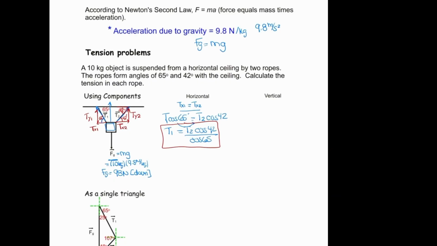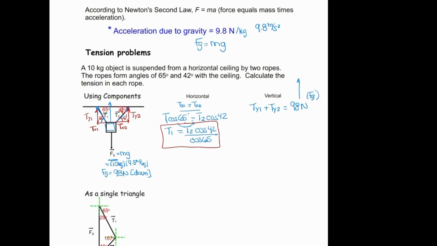So in the vertical direction, the up and down direction, I know that my tension on rope 1 in the y direction plus my tension in the y direction on rope 2 has to equal 98 newtons. And I know that it has to equal 98 newtons because the sign's not falling down towards the ground, but it's also not floating up towards the ceiling. It doesn't work that way. So those two have to equal that force of gravity, that 98 newtons.